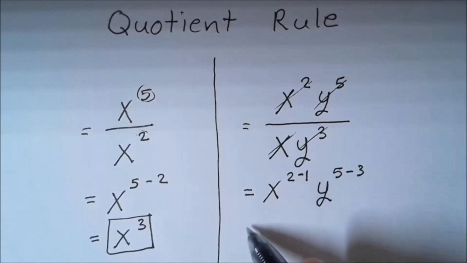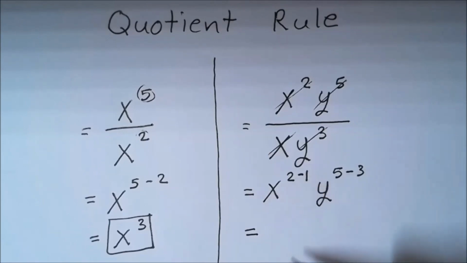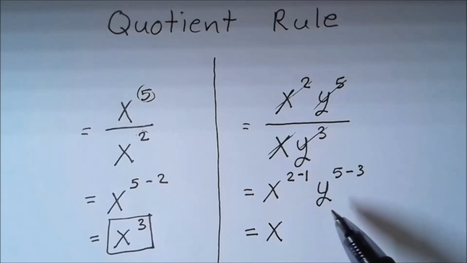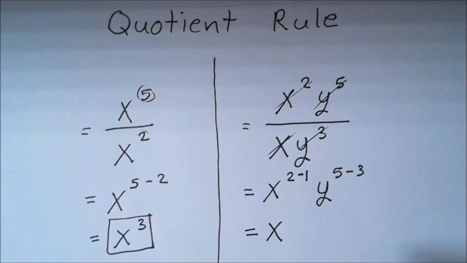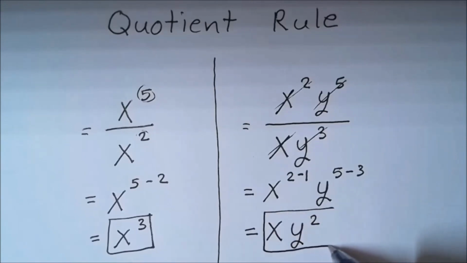So now we just have to finish the process on this. x to the power of 2 minus 1 gives me simply x to the power of 1. Notice I'm not going to write a 1 here because I don't have to, it's implied. And then times y to the power of 5 minus 3, and that gives me y to the power of 2. And that's it. This problem is done.